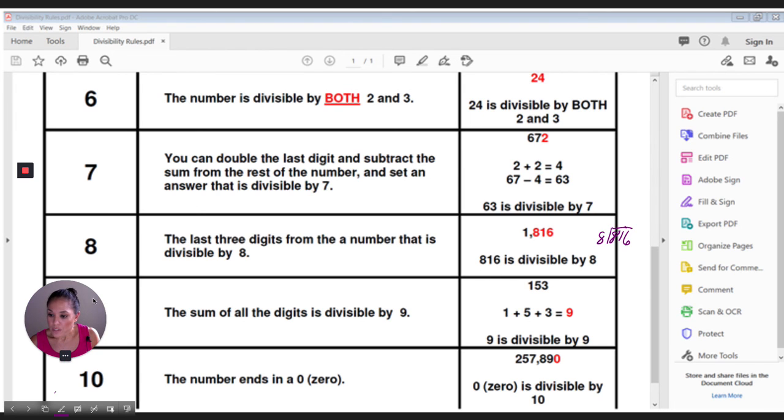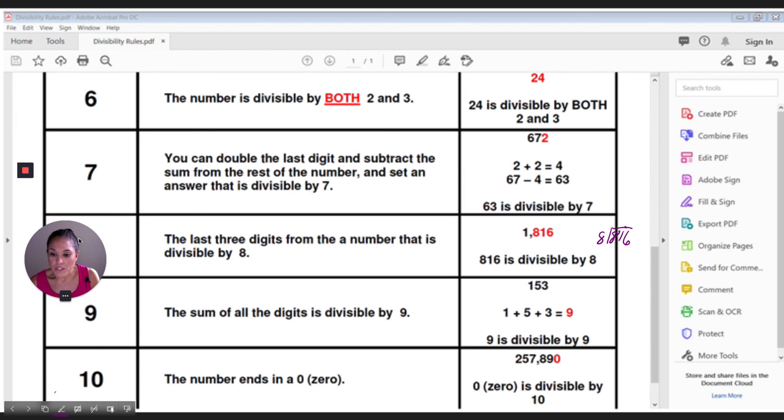So a number is divisible by 9 if the sum of all the digits is divisible by 9. So here's another divisibility rule where you're adding the sum of the digits. So 1 plus 5 plus 3 equals 9, okay? So 153 is divisible by 9.